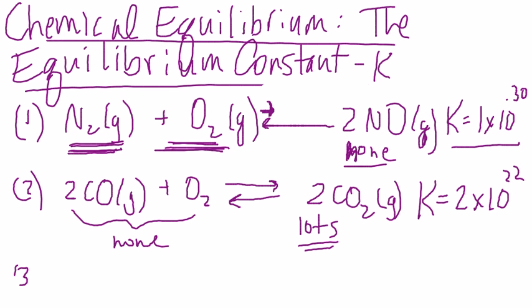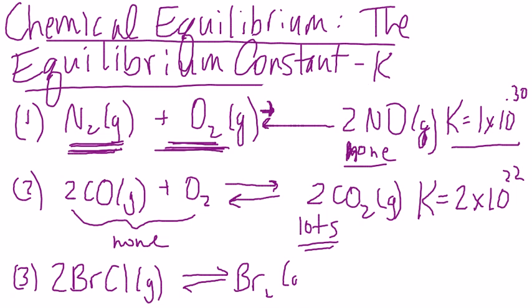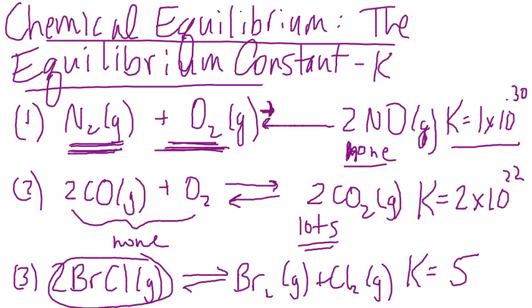And a third reaction with a much more intermediate level of K would be, let's say, the reaction of BrCl, a gas, to produce bromine and chlorine gas. In this reaction, K is a value of 5. And what that tells us is that we have relatively similar amounts of both products and reactants.